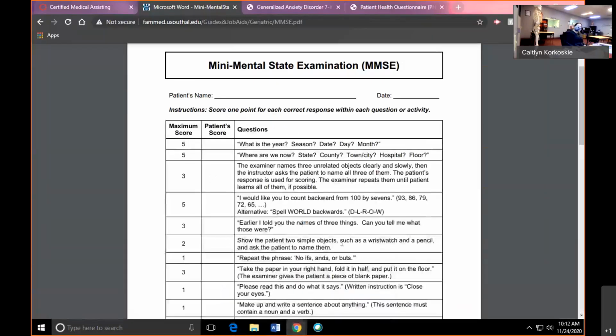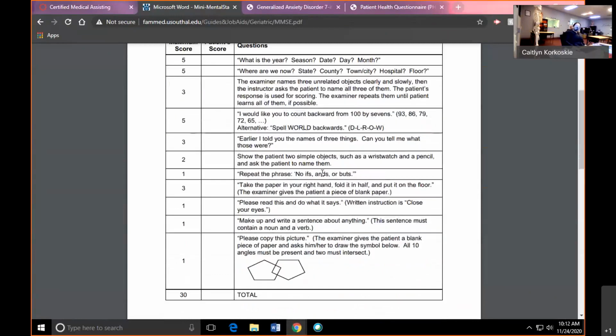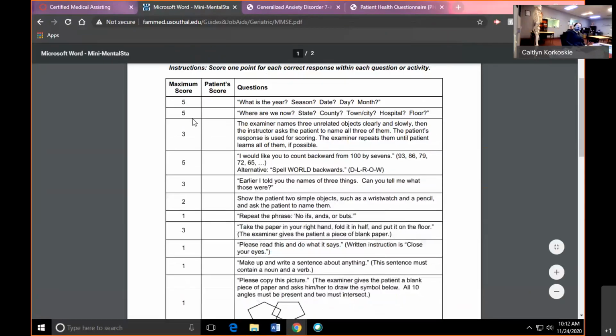Okay, let me go back here. The next one down, we always have them repeat 3 unrelated objects: the apple, table, and penny. And then if they miss 1 or 2, you just take away those points. It's pretty simple and straightforward with these tests. This is the total possible score they can get out of each one, and then you'll just put your total.